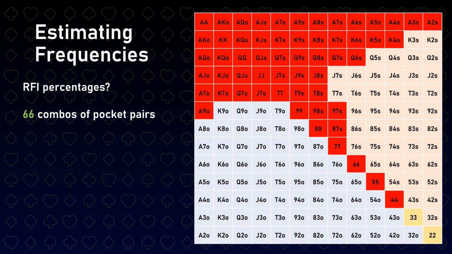Starting with the pocket pairs. We can see that Phil opens 11 pocket pairs. 11 times 6 combos is 66. From this chart we can see that Phil opens 35 suited hands. 35 times 4 combos is 140 combos.